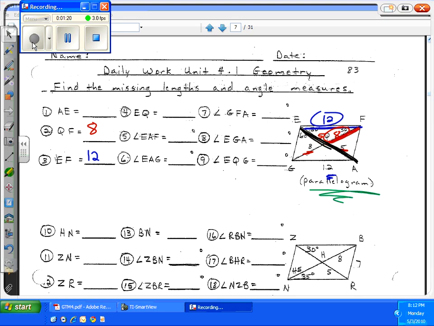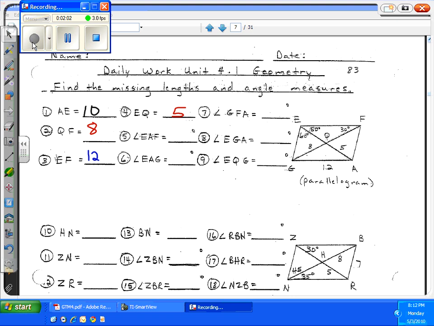AE, this whole diagonal, is the sum of the two pieces. If one piece was 5, the other is 5 because the diagonals bisect each other. Therefore, the whole diagonal is 10. EQ, Q being the center, was 5 because that was 5 and the diagonals bisect each other. So we took care of all the sides it asked for. We kind of clean house a little bit there, and then we will deal with the angles.